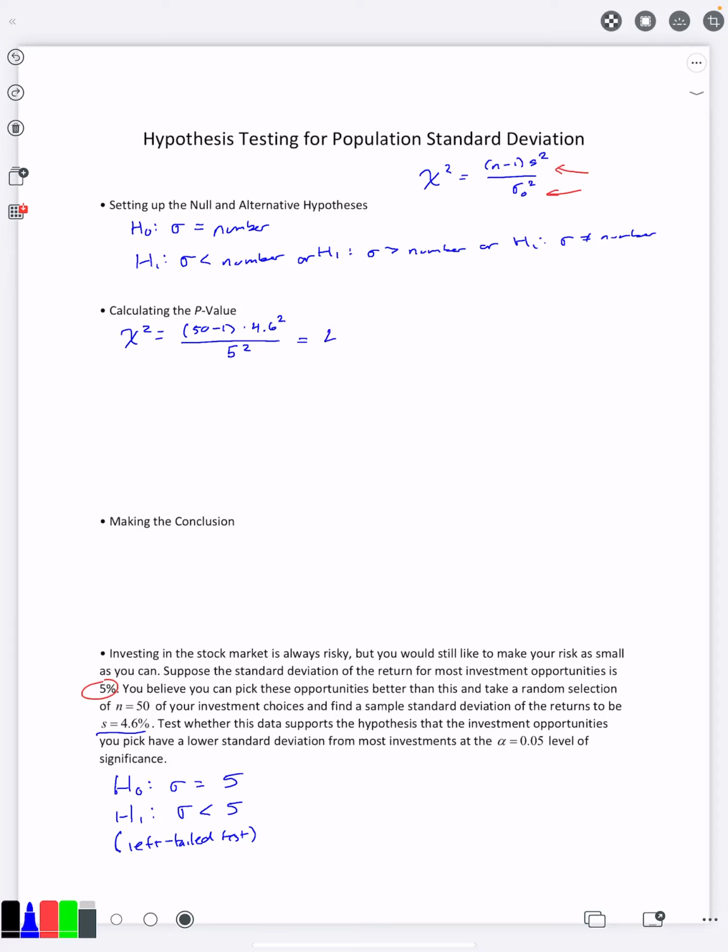And I'm getting a chi-squared of 41.47. Okay, 41.47. And we're also going to need the degrees of freedom here, which is n minus 1. So that's going to be 49. However, we need one more thing before we can put it into our calculator to get the p-value, and that's going to be realizing that, again, we have a left-tailed test here.